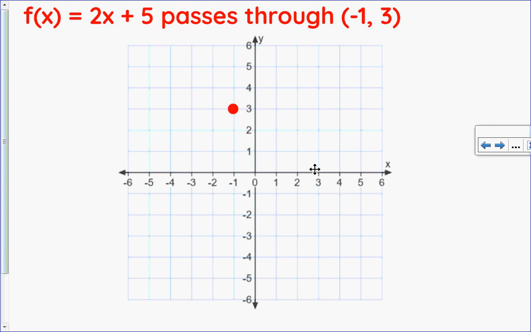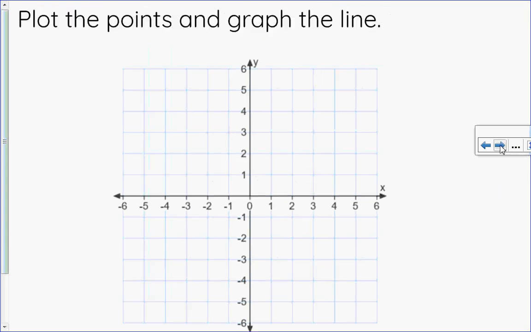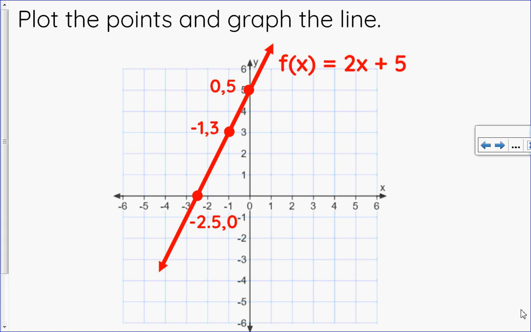So what I want to do is put all of those 3 points together on a graph and then connect the dots. So I'll start with my x-intercept, which was (-2.5, 0). I'll graph my y-intercept, which was (0, 5), and the point that we just found, (-1, 3). So I just have to connect the dots and then label my linear function. f(x) = 2x + 5. So that's how you find your x and y intercepts algebraically and use them to graph.